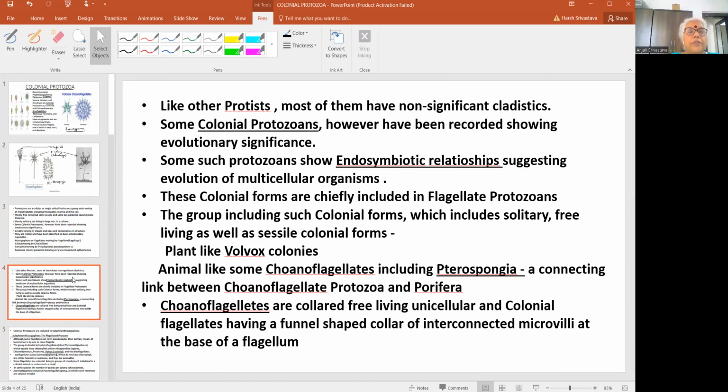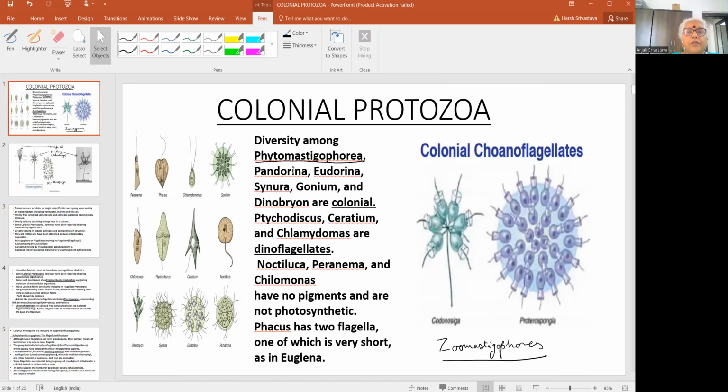Now the protozoans, as we have seen in the introductory slide, these are the colonial protozoans. This is the Phytomastigophora, or the Flagellata group, in which the plant-like individuals are included, and this is where the animal-like individuals are included.